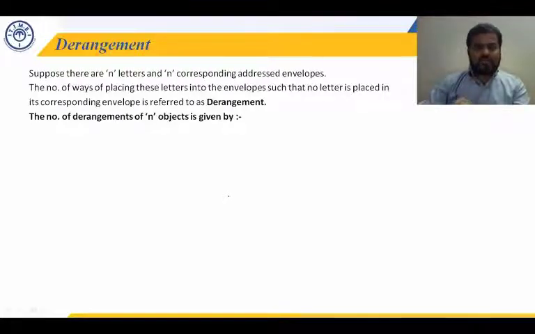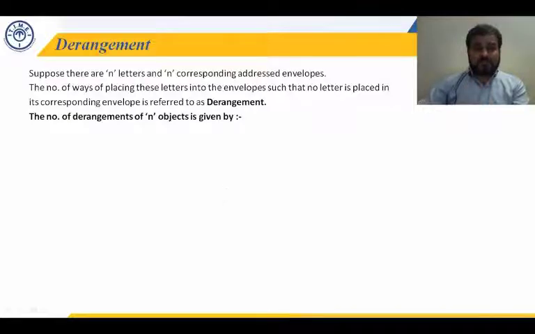So there are n letters and n corresponding addressed envelopes. For example, let's take 5 letters and 5 corresponding addressed envelopes. It means every letter, and these are all different, by default. So 5 different letters and 5 different addressed envelopes. There are different addresses written on the envelopes. Now every letter has a corresponding envelope in which it is supposed to go so that it reaches the correct address. Fine. So every letter has a corresponding correct envelope to be put into.